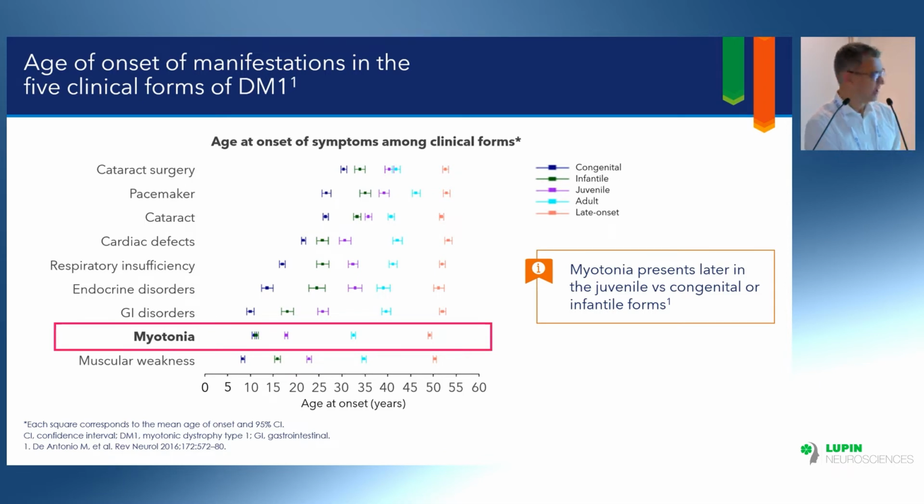Here the age of onset of all manifestations, and the main one, are represented. This is from congenital, infantile to adult and late adult. And you can see that the late adults are after 40, but quite vertical, while the congenital and infantile are more widely distributed, except one, which is the myotonia, which is not present during the first years of life.